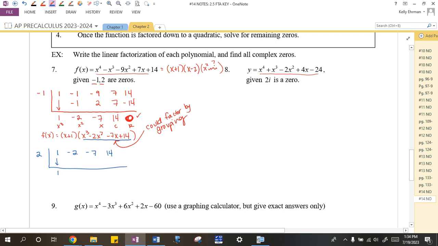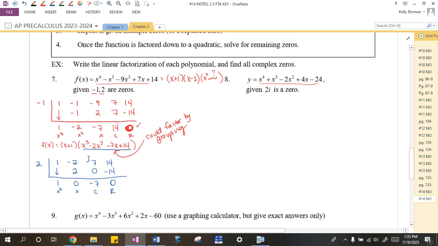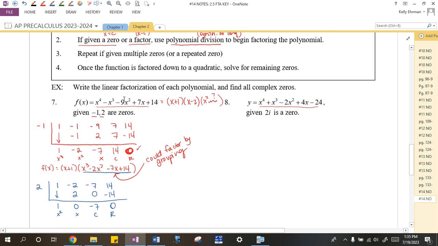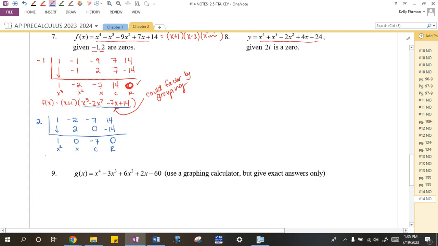Drop down the 1, multiply, add, multiply, add, multiply, add. This is a remainder, constant, x squared. Remember, we're on our last step if we get down to a quadratic, which we are. So here's what we have now. f of x is equal to the x plus 1 we factored out.